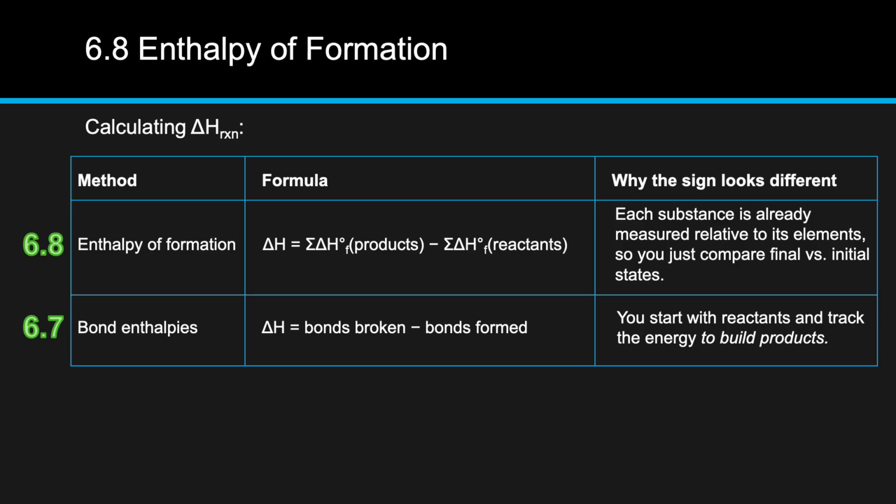Now with bond enthalpies, which is what we learned last lesson, we pretend to take the reaction apart ourselves. So first we add up the energy needed to break all the bonds in the reactants, and then we subtract the energy released when we form new bonds in the products. That's why the formula is bonds broken minus bonds formed.